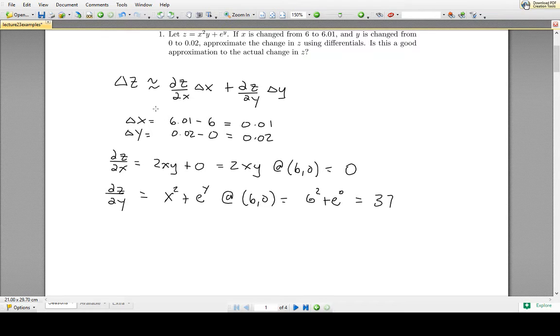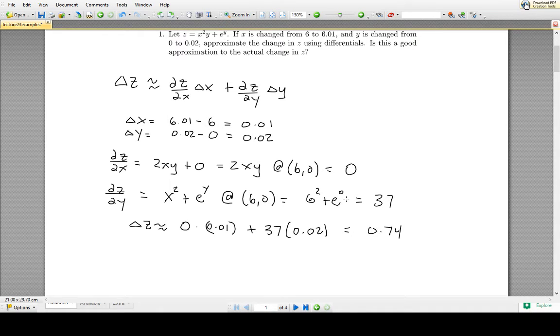So now we have all the pieces we can plug back into our formula. So this differentials formula says that the change in z is approximately equal to the partial derivative of z with respect to x, which in this case was 0, times the small little change of x, which is 0.01, so 0 times 0.01, plus the partial derivative of z with respect to y, which in this case is 37, times the little change in y, which is 0.02. And when we calculate this, 0 times 0.01, of course, is 0. 37 times 0.02 is 0.74.